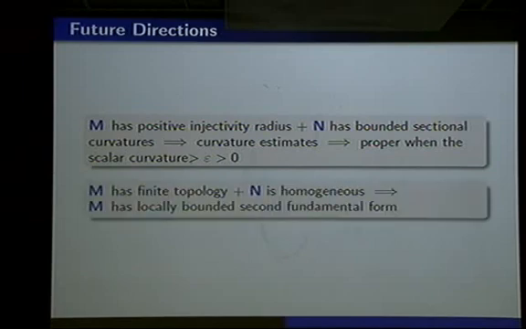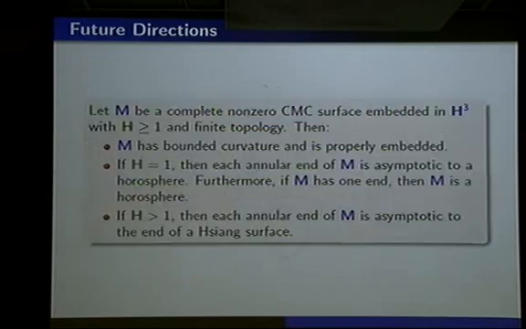And then, in general, if M has finite topology and N is homogeneous, then M has locally bounded second fundamental form. In H3, one would have an analogous result to the one in R3. Again, the key bullet is the first one, and then the last two follow because the study of properly embedded annular ends has been done already.